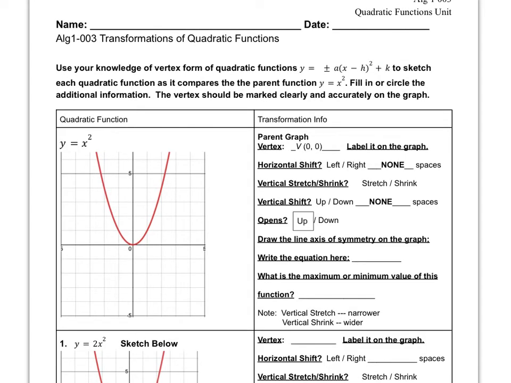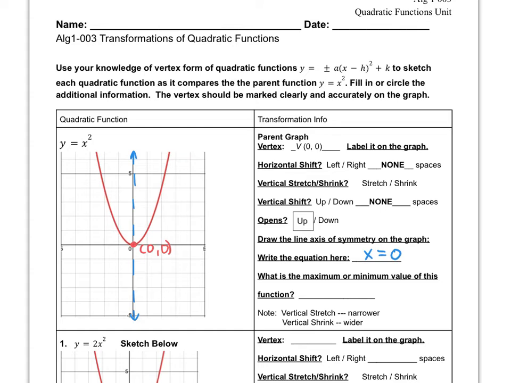So the first box here isn't even a problem number, it's just showing you all the characteristics of the parent quadratic function y equals x squared. The vertex is 0, 0, so I'm going to label that. There's no horizontal shift, and there's no vertical stretch or shrink. It is not shifted up or down, and it opens facing up. The axis of symmetry, remember, is the vertical line that divides my parabola in half. I could draw it there, and the equation of the axis of symmetry is x equals 0.